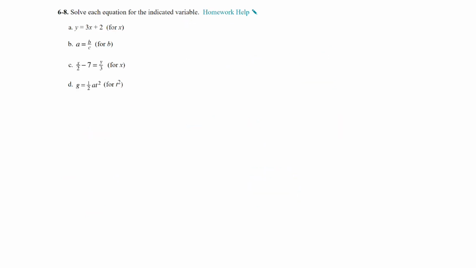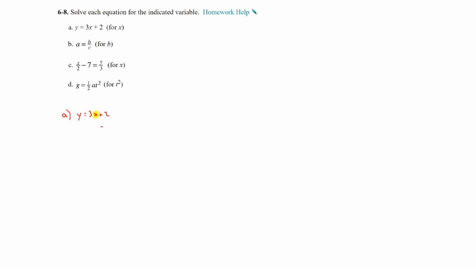Question 8. Solve each equation for the indicated variable. So these are not going to be solving for values. We're going to be solving for variables, and there's going to be an expression left over at the end in terms of whatever variable you're solving for. So A, you're solving for x. So we have y equals 3x plus 2. So we want to solve for the variable that they asked for, which in this case is x. So we're solving for that variable right there.